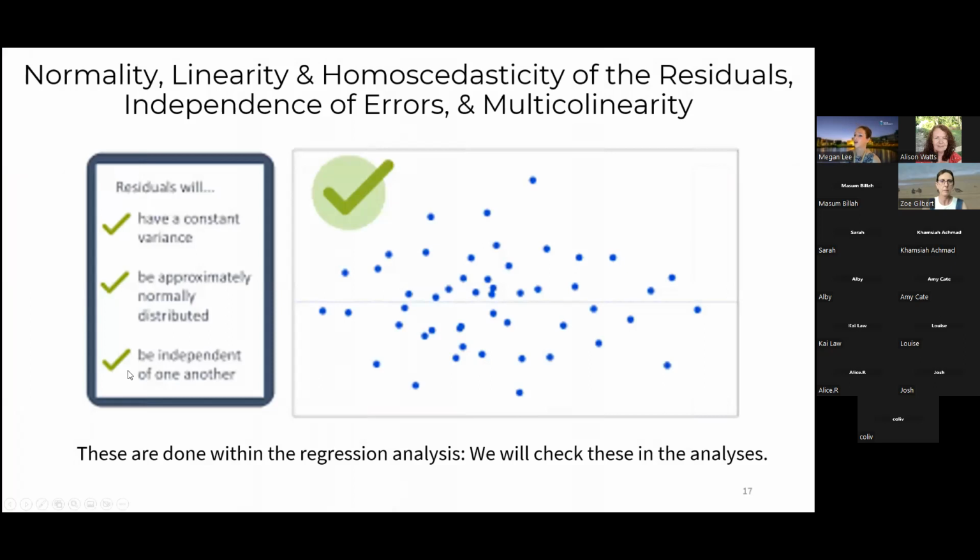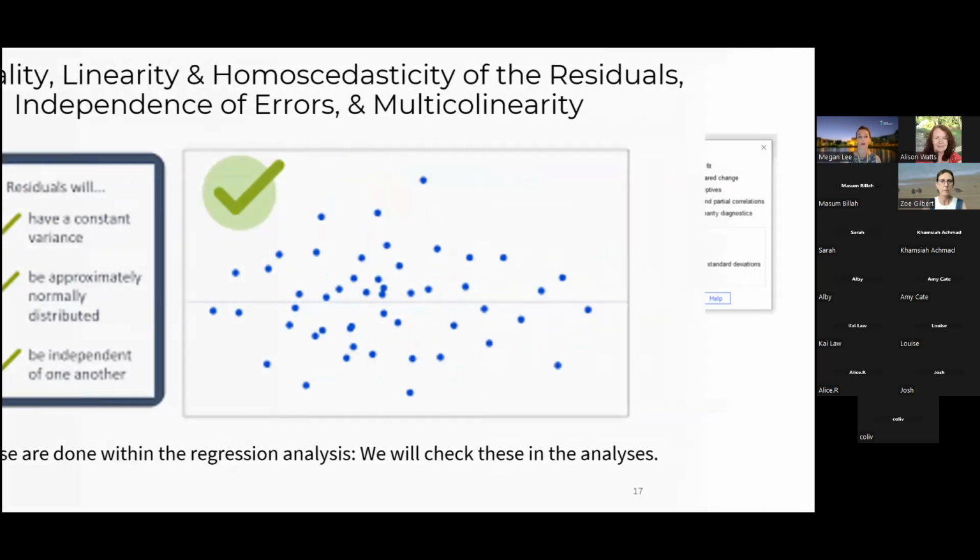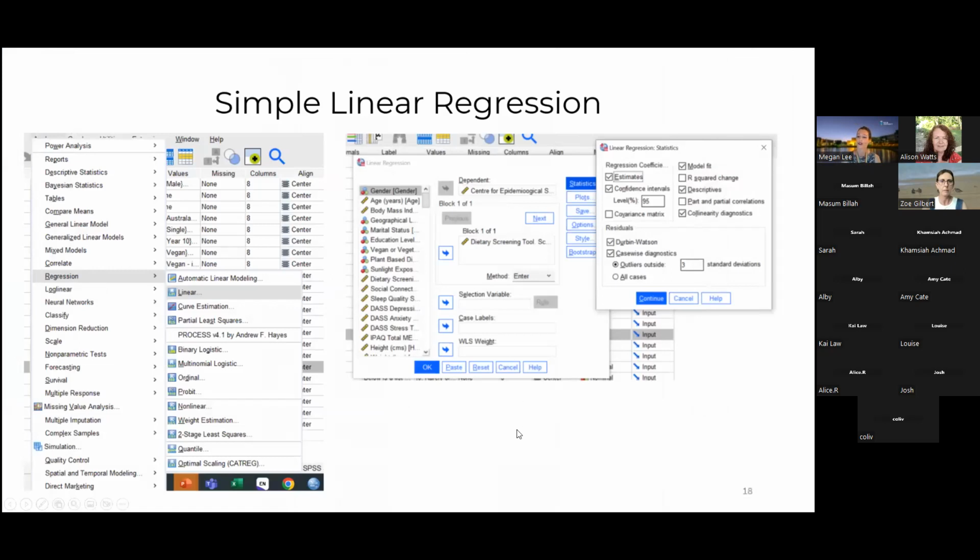Okay, normality, linearity, and homoscedasticity of the residuals, independence of errors, and multicollinearity happen within the regression analysis. So we will do those as we move through the actual regression. So first I want to show you a simple linear regression.